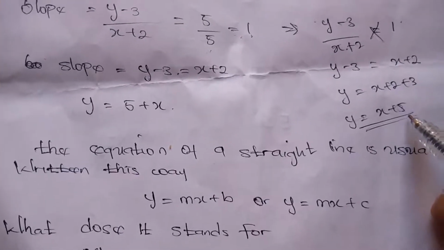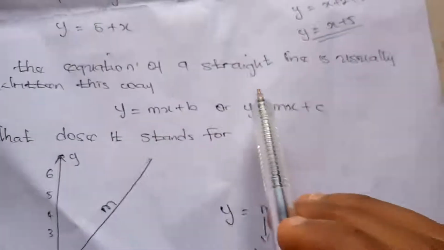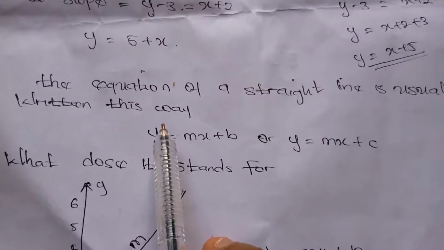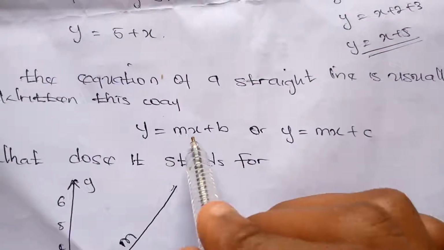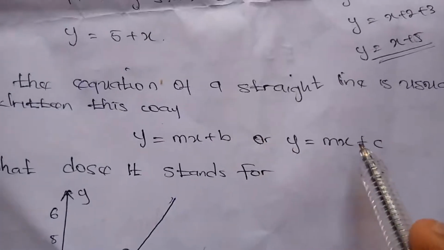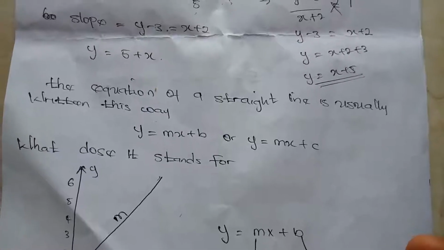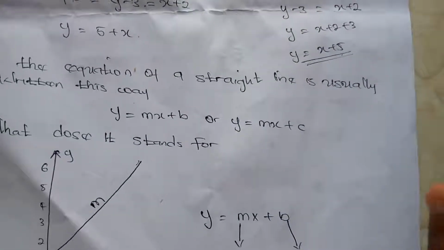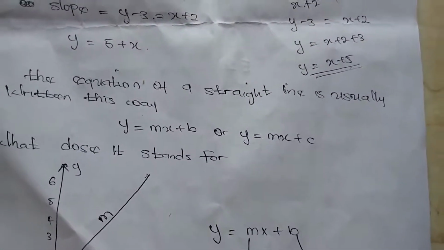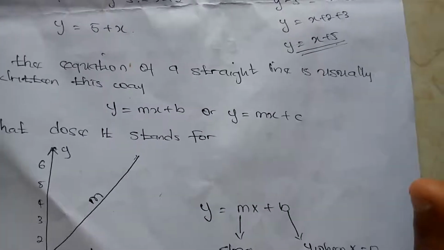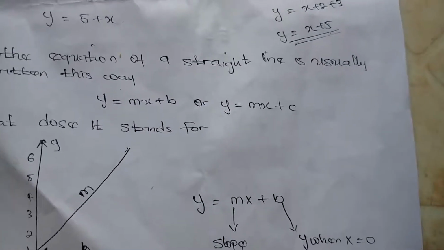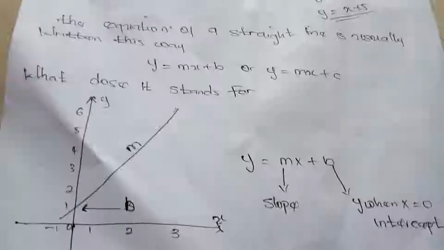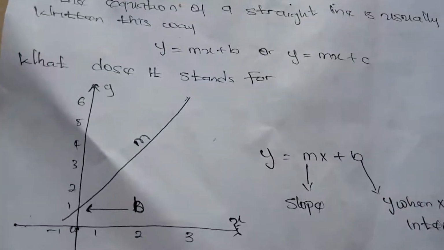Now the equation of a straight line is usually written this way: y equals mx plus b, or y equals mx plus c. Now you know that this one is the equation of a straight line. There is also the equation of a parallel line and the equation of a perpendicular line, but now we are dealing with the equation of a straight line. Now I'm done with possibilities. Now, what does it even stand for? This is our graph.